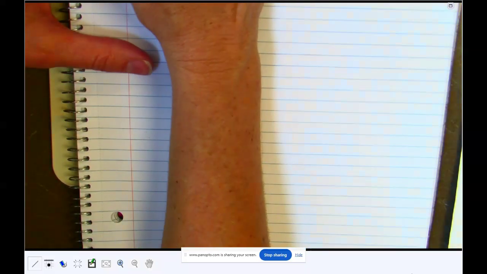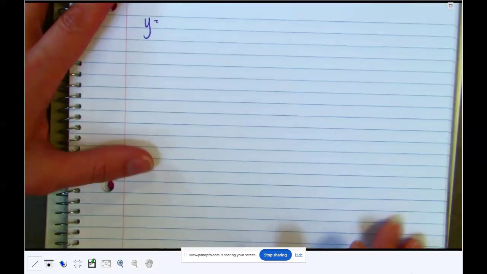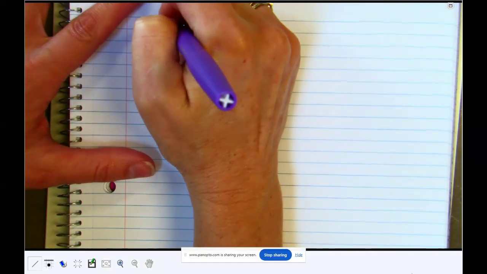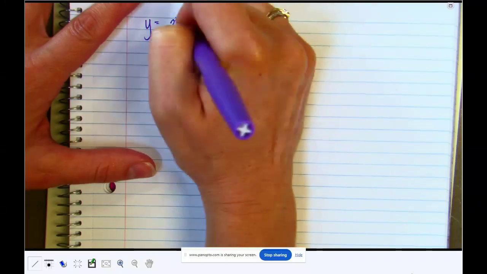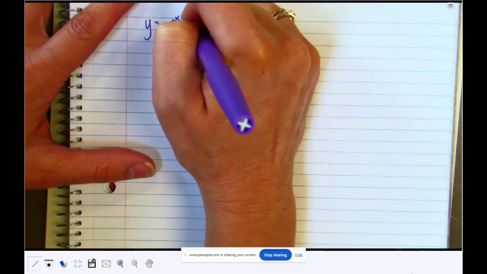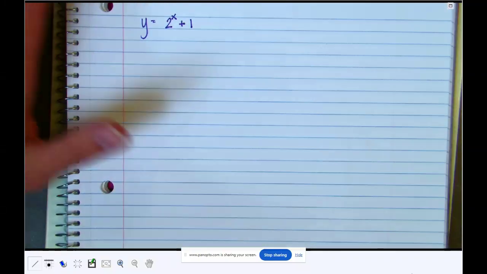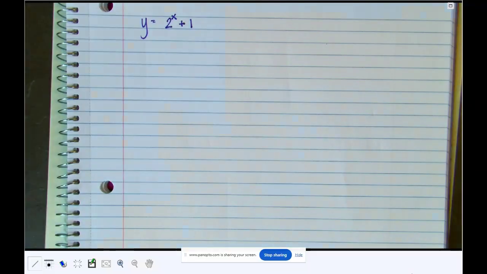Now, I would like you in your calculator, please, to graph y equals 2 to the x plus 1. 2 to the x plus 1. Okay, put it in your calculator. Okay, and go ahead and graph it. And then I want you to put a sketch on your paper.